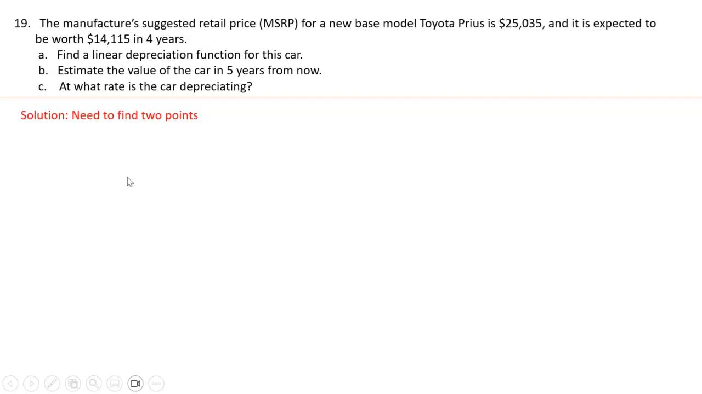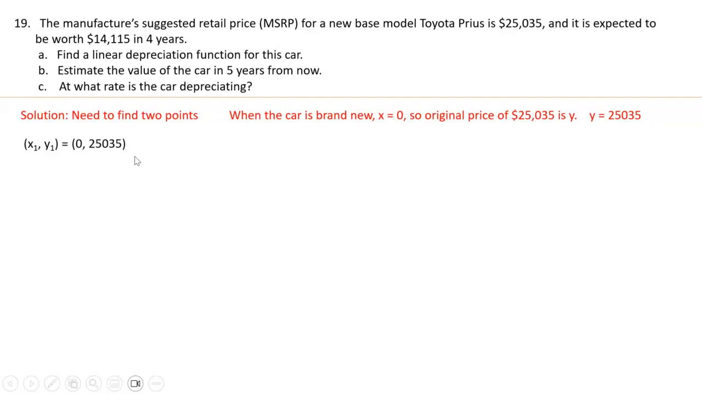Okay, so what's my solution? For part A, we need to find 2 points with the given information. So when the car is brand new, x equals 0. So the original price is $25,035, and that's your y, I mean the y-intercept. That's my first point. My second point, in 4 years, so then x equals 4, and the car was worth $14,115. So in 4 years, my y is 14,115. So my point is 4 and 14,115.